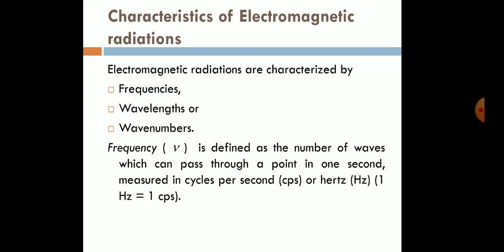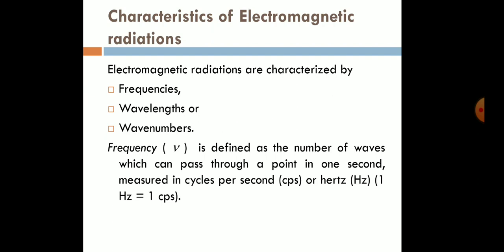Now to characterize the electromagnetic radiation, we need either of these 3 parameters, which are frequency, wavelength or wave number. With the help of either one of them, we can characterize the electromagnetic radiation and we can talk about its energy. Now we'll take them one by one and then we will see the interrelationship between them and their interrelationship with the energy of the electromagnetic radiation.